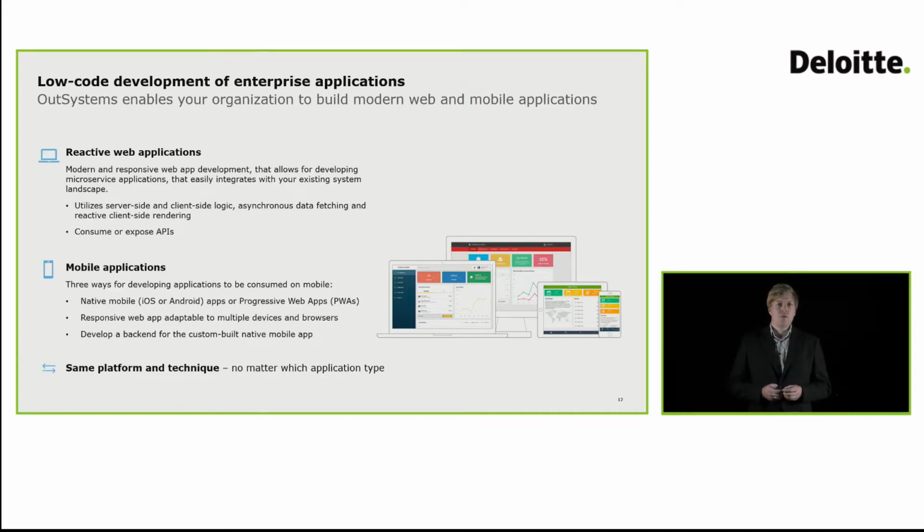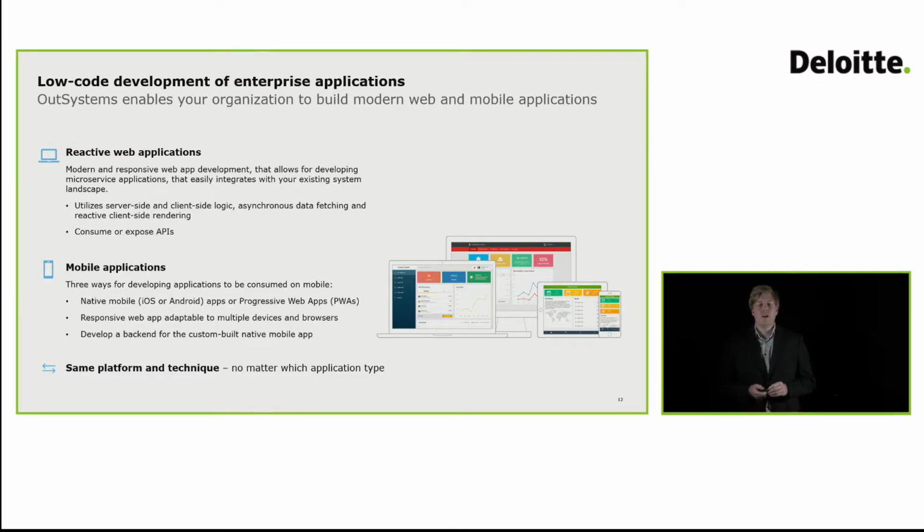If we look at the typical application types that you can build, OutSystems gives you the possibility to develop both web applications and mobile applications. Web applications are intended to be used in a browser. They're based on modern ways of developing web applications, meaning you can specify whether the logic should be on the server side or the client side, for instance. You can fetch data asynchronously, and this allows you to give better, more modern performance in the web application. Also, you can consume and expose APIs. We'll get into this a bit later as well.